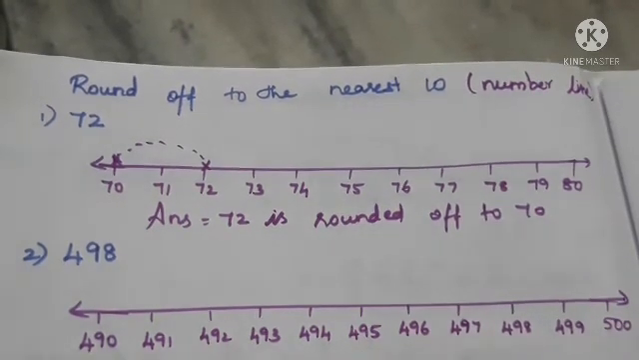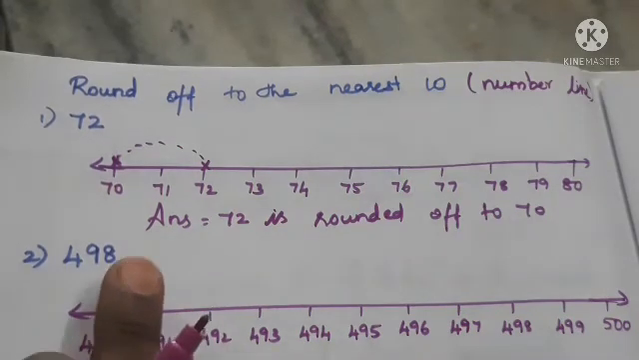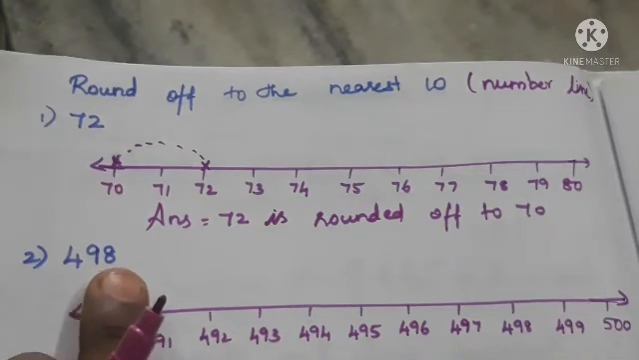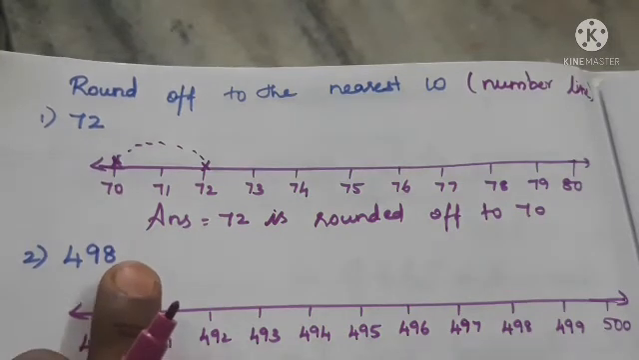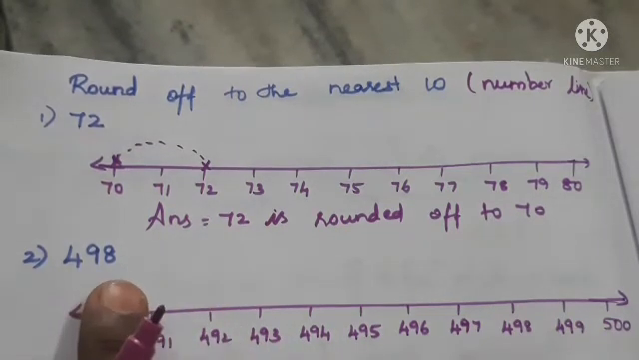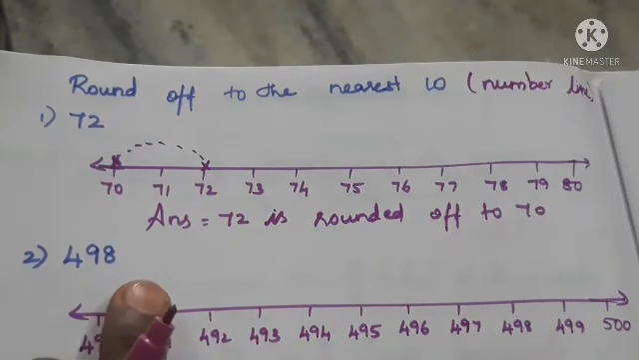We know that if you want to round to the nearest 10, we have to focus on the digit in the ones place. So we have 8. Is 8 greater than 5 or less than 5? We have two conditions. In the ones place, if the digit is less than 5, we round down. If the ones place has 5 or more than 5, we round up. Here 8 is greater than 5, so we have to round up.